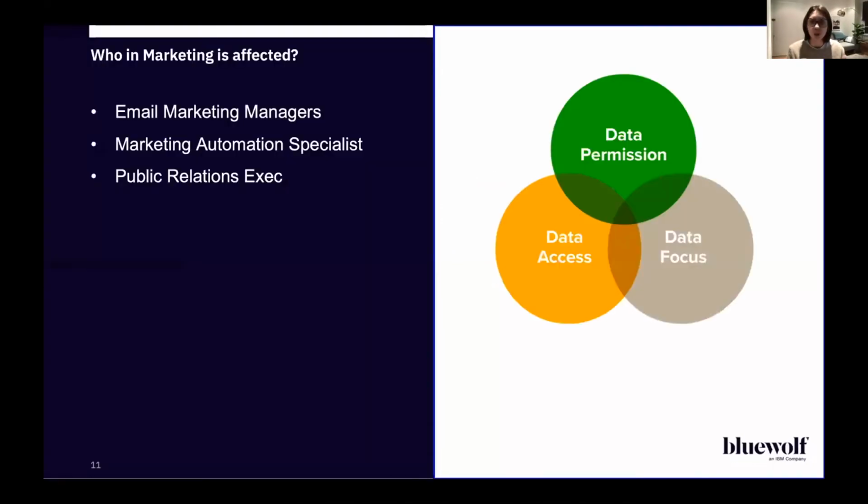Right, so GDPR is divided into 3 macro areas. The first is data permission, the second is data access, and the third is data focus. Why is this important and who does it affect? It's important because it affects people like me, and I think the majority of you on the call. It affects email marketing managers because you're sending out communication and dealing with data. It affects people dealing with marketing automation systems like myself, and also public relations executives because they send out communication to do PR. So everyone really needs to be aware of it and of the processes and the legal requirements that are there for your company.